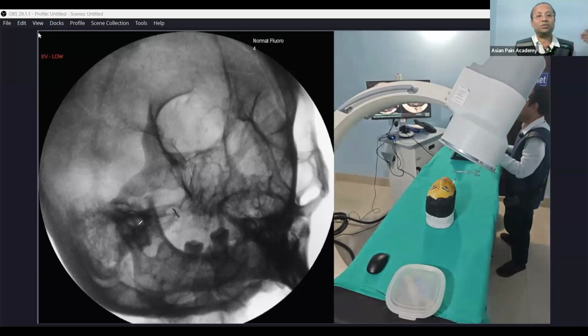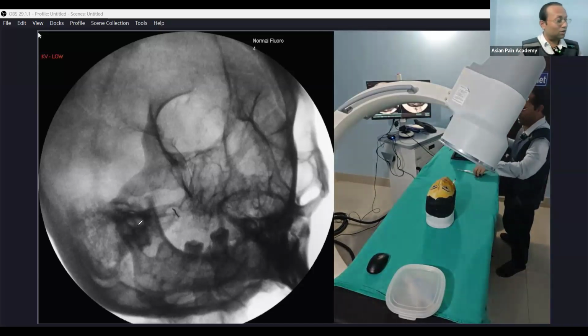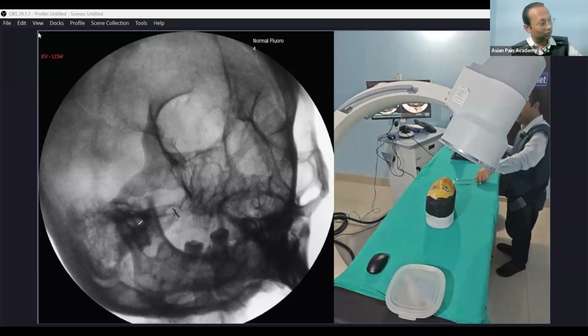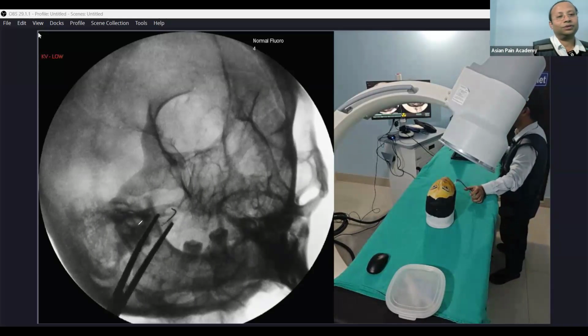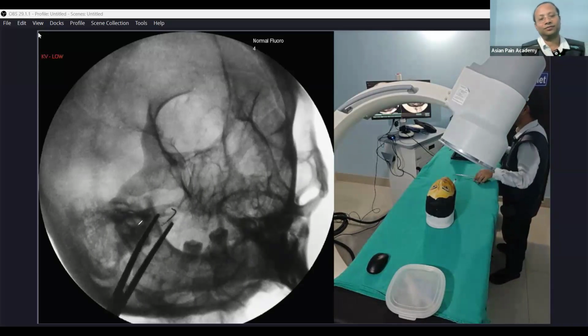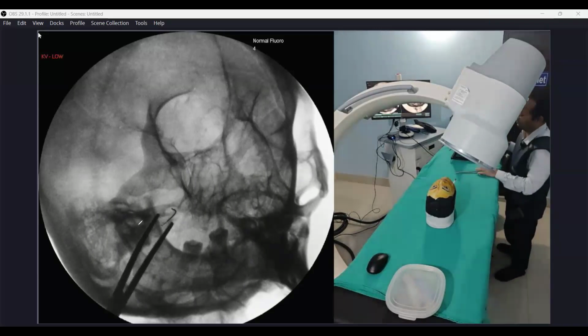And sometimes in some patients, you are not able to tell which is the tip and which is the hub, then I will hold the hub like this and I will take an X-ray. So you can see which is the hub like this. Yes, sir. Okay.